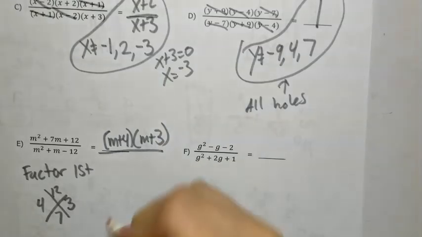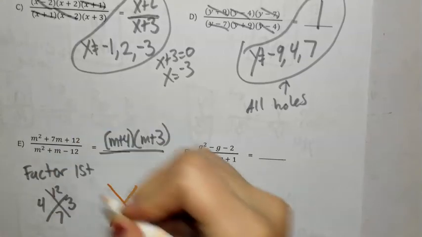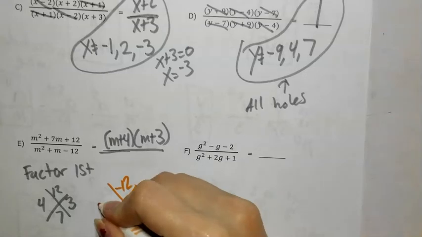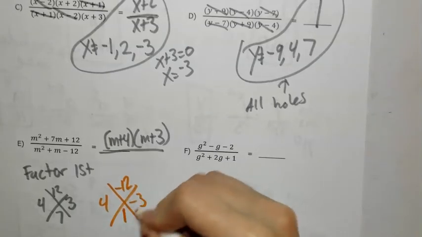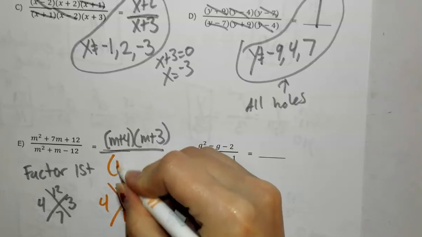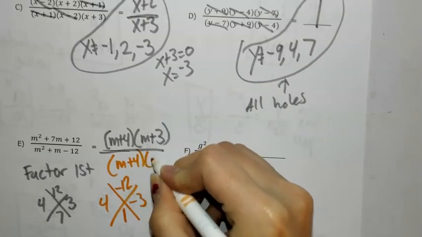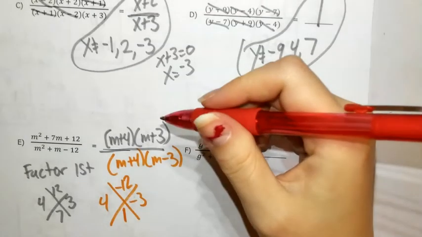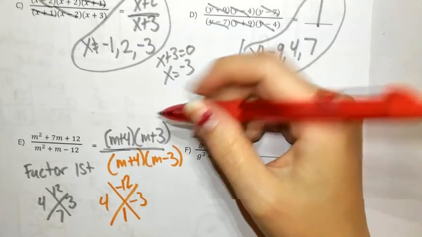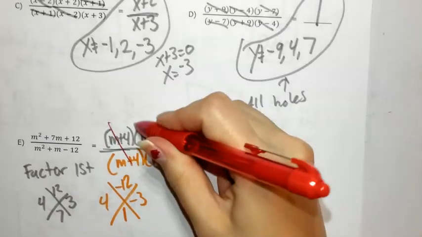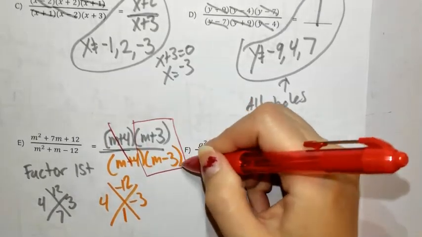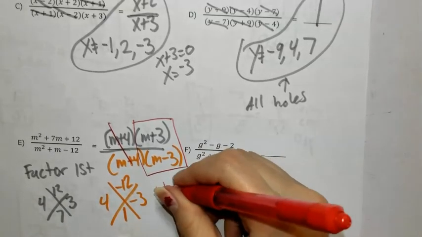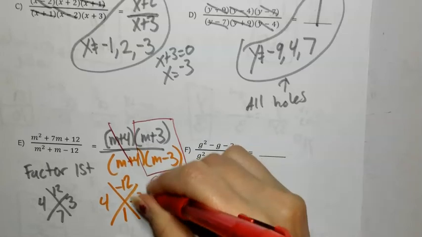At the bottom, we're going to factor this one. So -12 and 1. 4 and -3 would work for that one. So we have m plus 4 and m minus 3. What cancels? Yeah, the m plus 4s. So you're left with m plus 3 over m minus 3. Your excluded values are -4 and +3.